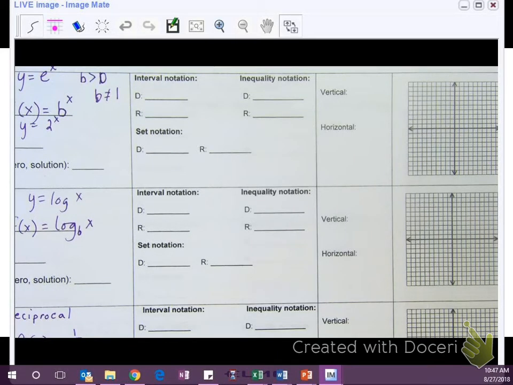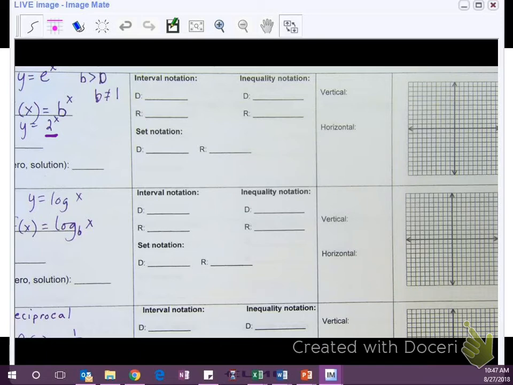So depending on what base you chose, if you chose 2 to the x or 3 to the x or 4 to the x, it will affect your graph a little bit, but not a lot. Since I have 2 to the x written here, that's what I'm going to draw.